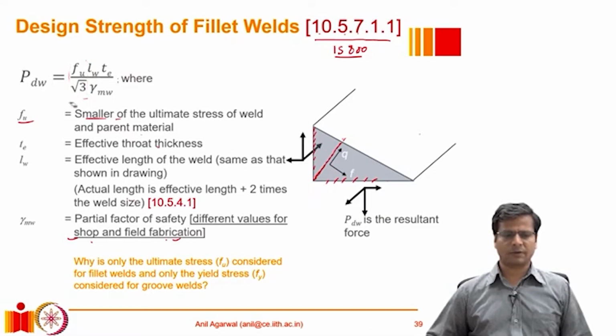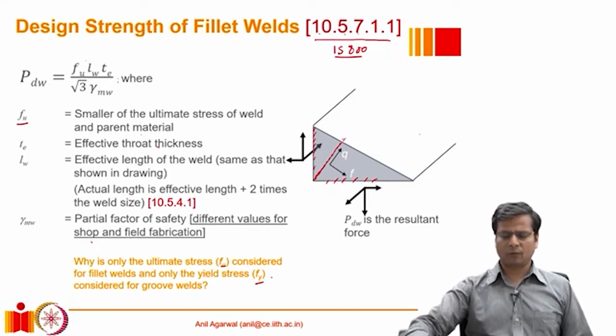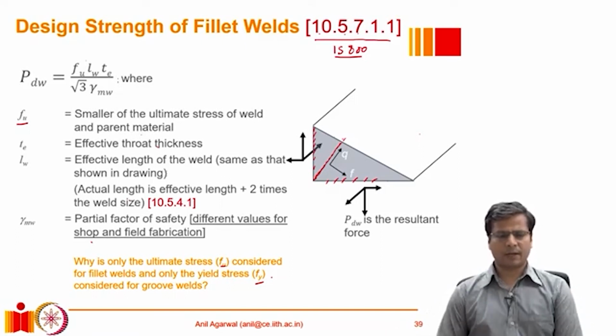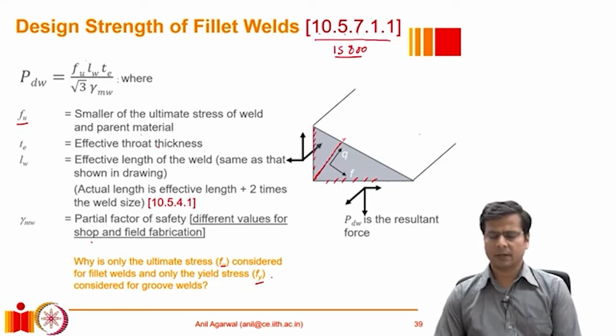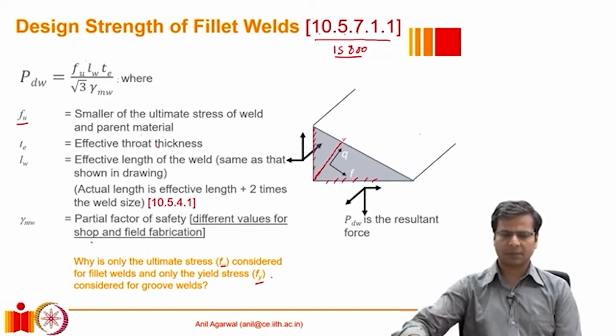So this is basically a conservative way to estimate the strength, but this is very frequently used. Now, coming back to the original question, I had asked, why are we using Fu, right? If you remember, for groove welds, we had used the value Fy and not Fu. So the question was, why are we using Fu here, and not Fy? Fy is the yield stress and Fu is the ultimate stress. And then we are taking the Fu value, which is smaller of the two materials.